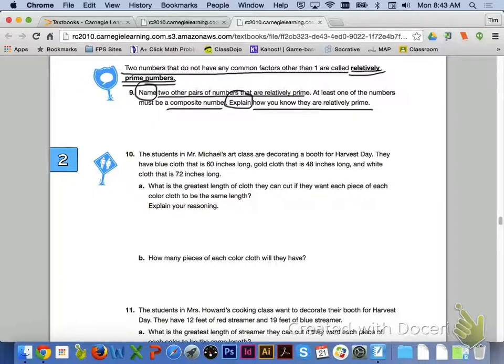Take a look at number 9 with your group members. Go ahead and name two other pairs of numbers that are relatively prime. At least one of the numbers must be a composite number, and explain how you know that they are relatively prime.